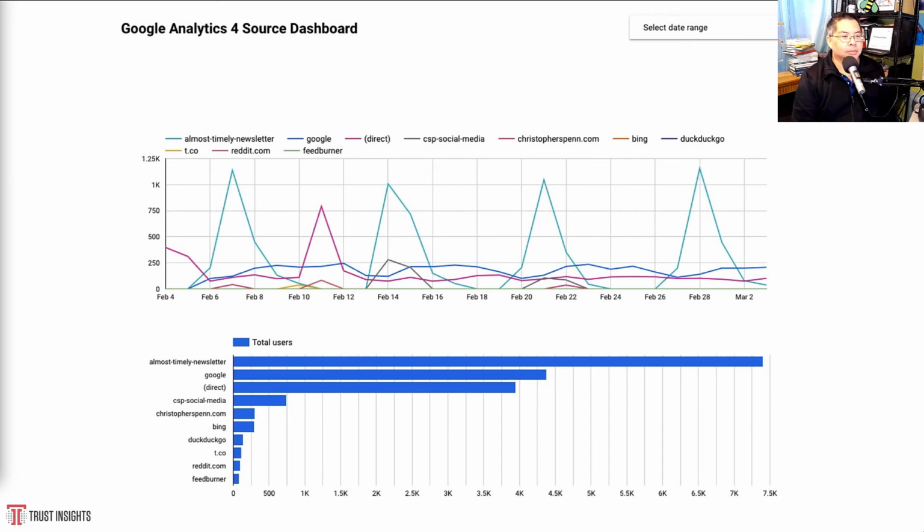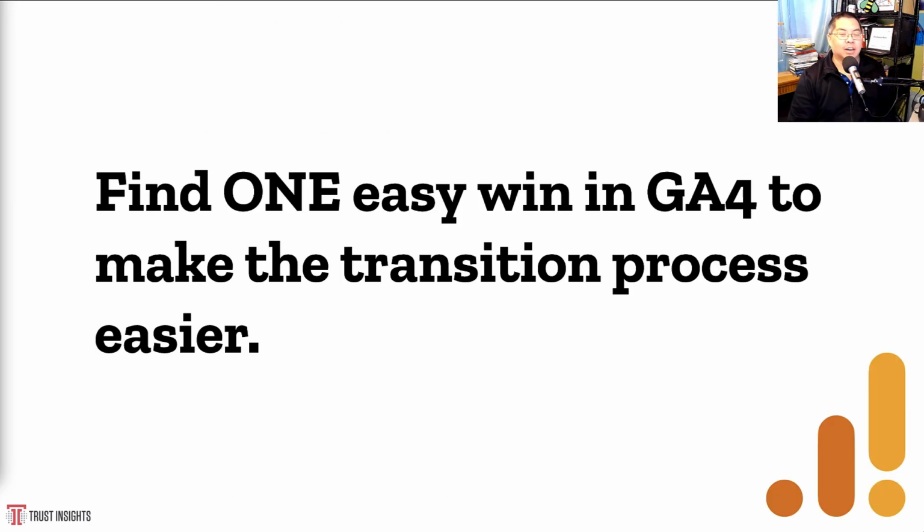Anytime that you've got a big transition of something like this, one of the things you can do to ease the transition is to find some kind of easy win in Google Analytics 4, some kind of easy win in the software, whatever software it is you're trying to move to, that will help people find a reason to use it, find a reason to like it. Like, oh, cool, I can do this in GA4, and I didn't know that I could do that. That's really cool. So got to find a couple of easy wins.